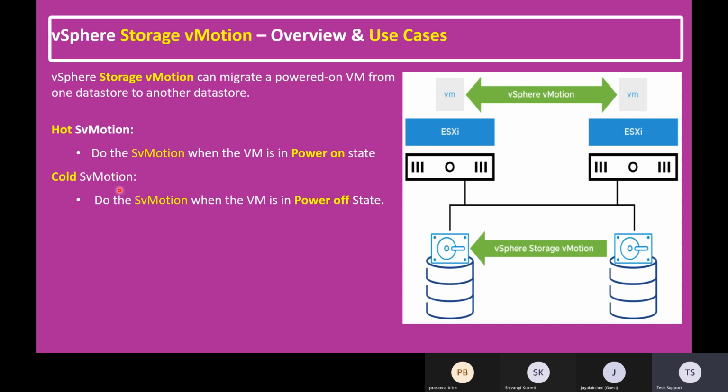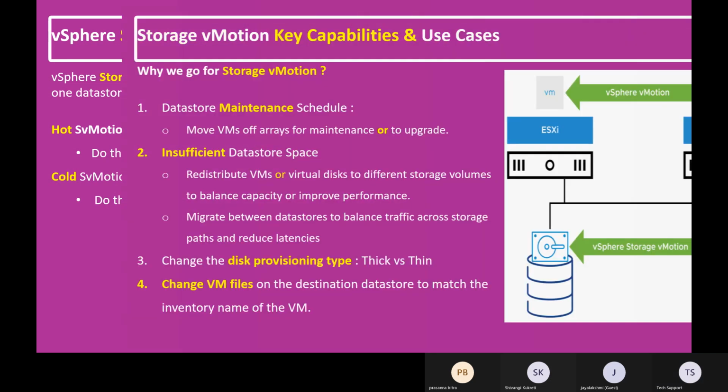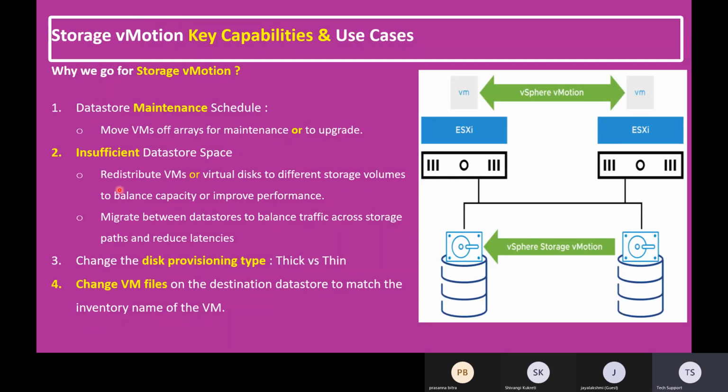Okay, and now, similar to vMotion, we'll also talk about the SvMotion use cases. Here are the storage vMotion key capabilities and use cases. In which scenario will we go for a storage vMotion? Normally there are four scenarios. Scenario one, datastore maintenance schedule. Earlier in our vMotion scenario, we discussed host maintenance schedule, but here it is a datastore maintenance schedule. During that scenario, move virtual machines from one datastore to another datastore. Then insufficient datastore space. Suppose your datastore space is full. During that scenario also, you can go for an SvMotion.